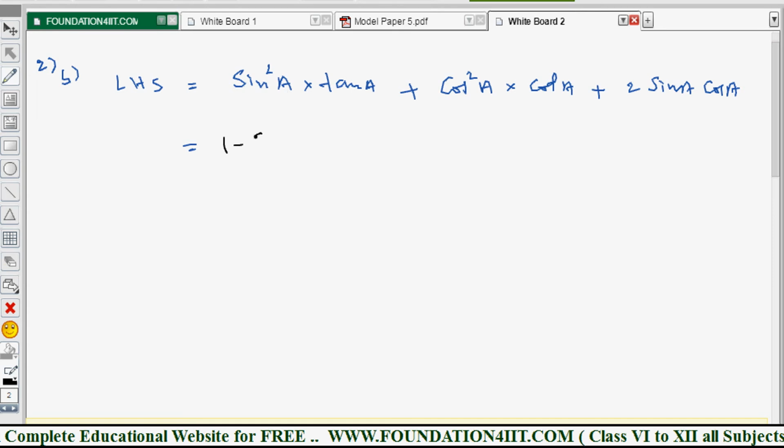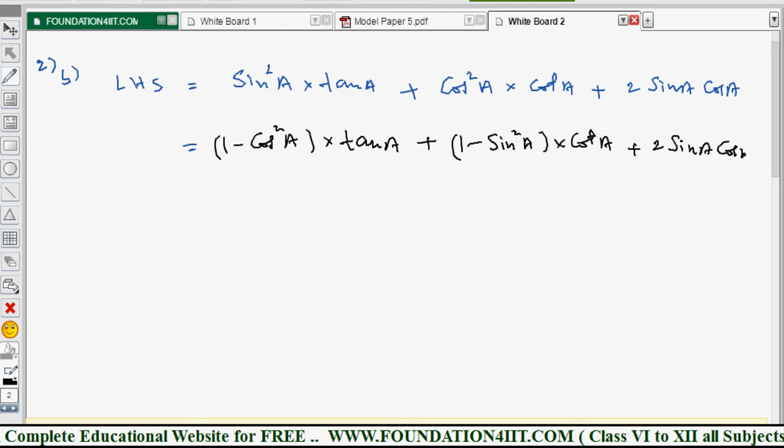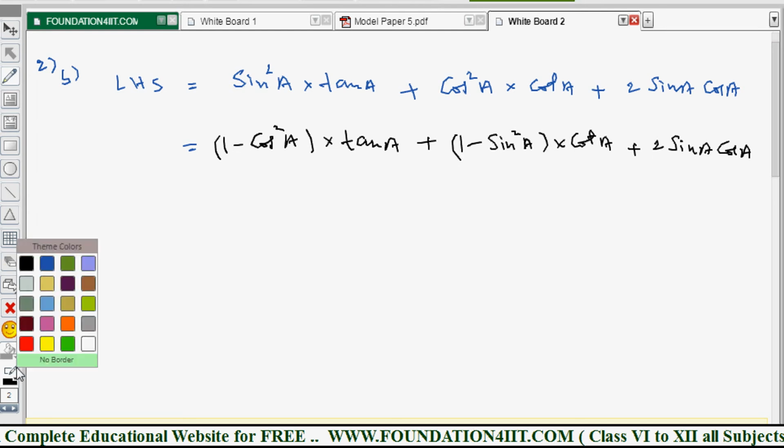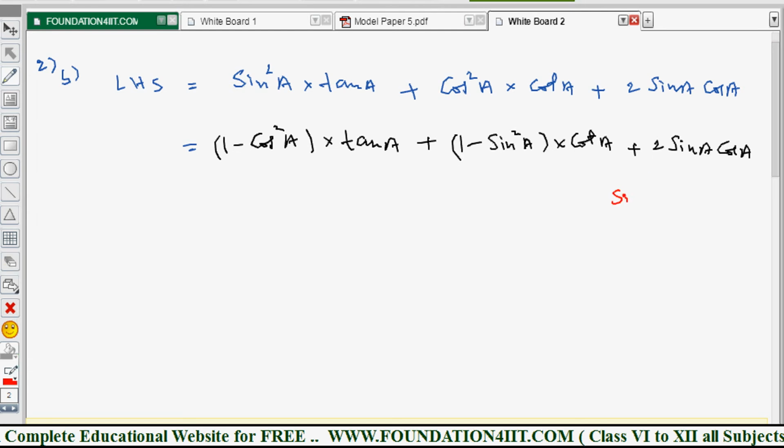Sin square a is 1 minus cos square a into tan a as it is, plus again cos square a is 1 minus sin square a into cot a, plus 2 sin a cos a as it is. Because sin square theta plus cos square theta is 1, I applied that formula. So if you write the formula, sin square theta plus cos square theta is equal to 1, I applied it to convert sin square a to 1 minus cos square a.